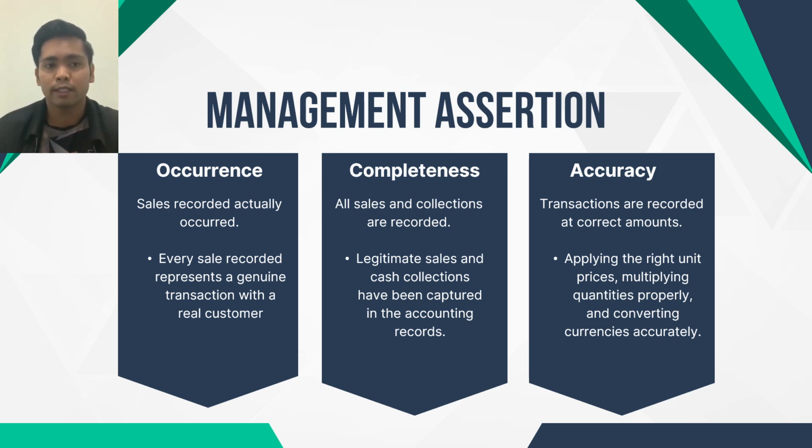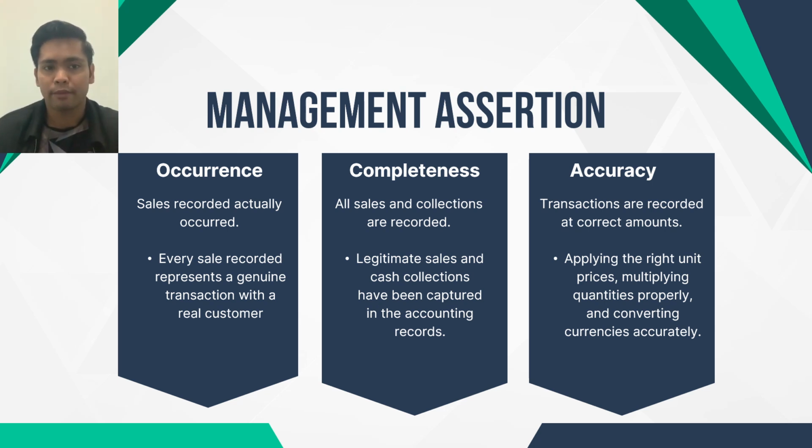I'll be explaining the management assertions that auditors use when examining the sales and collection cycles. First, we have the assertion of occurrence. The management is asserting that every sale recorded in the financial statements represents a genuine transaction with a real customer. This is crucial because fictitious sales are a common form of financial statement fraud.